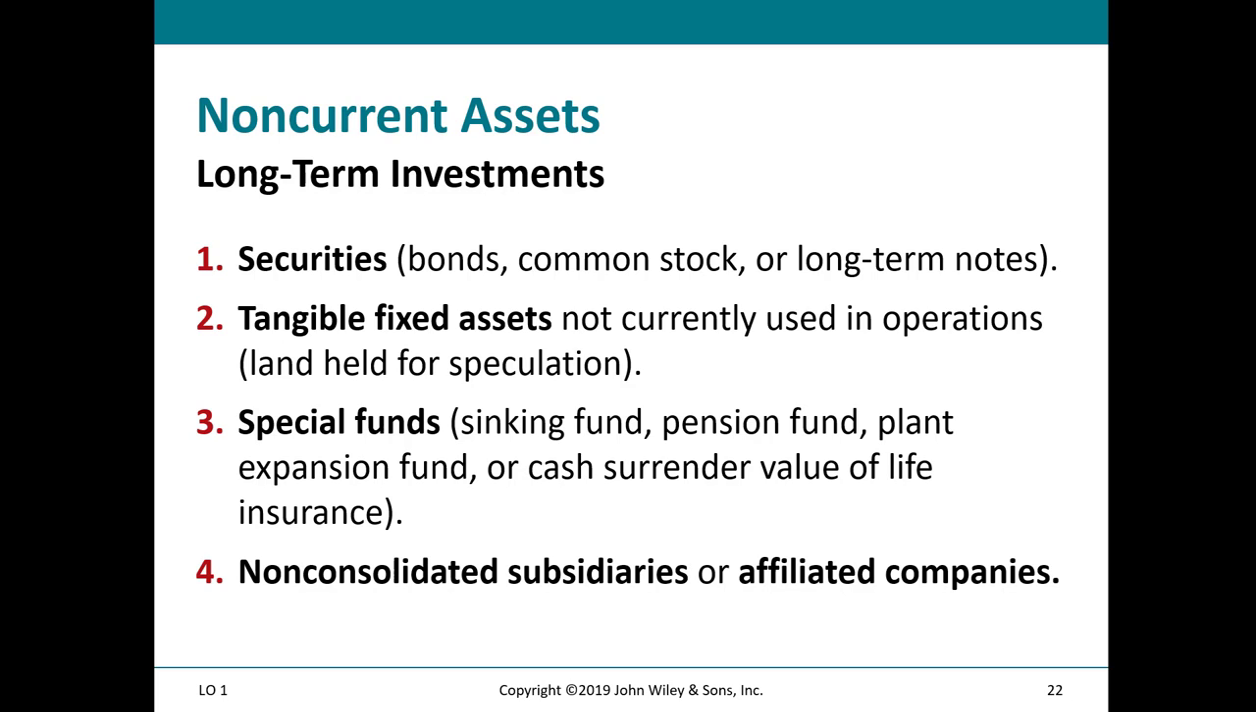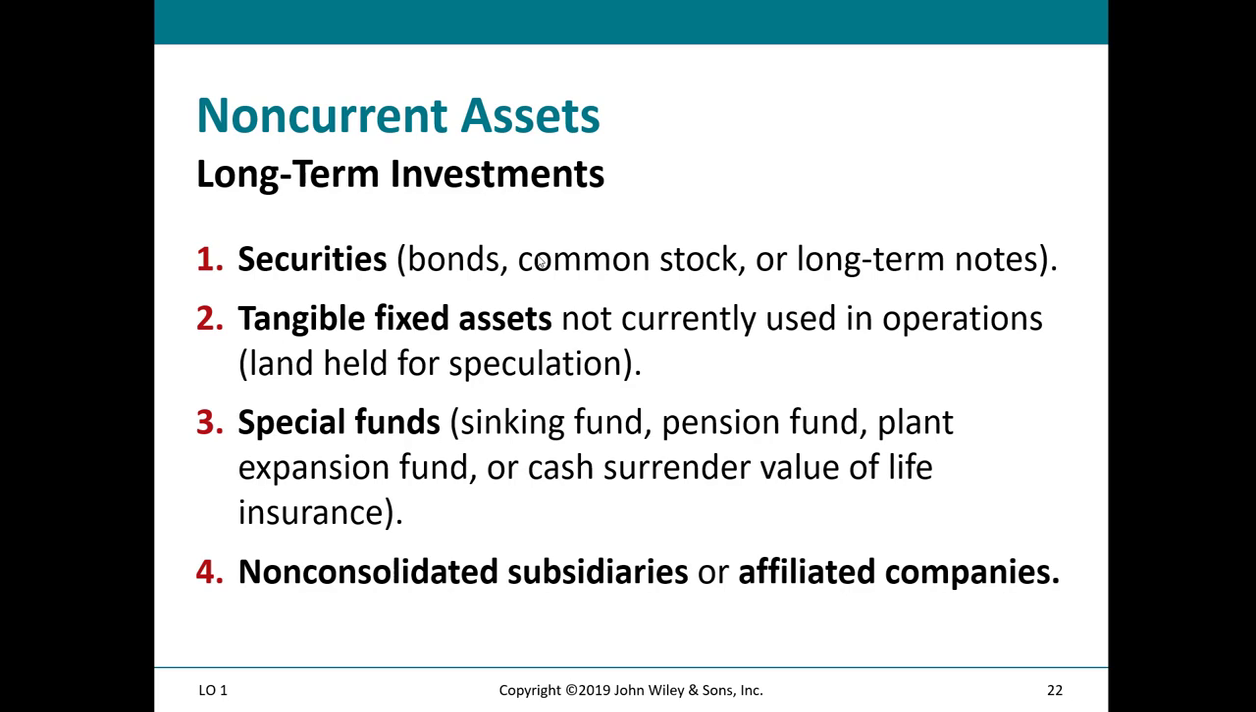Now we're going into the next section. So we had just talked about current assets. Now we're going to talk about non-current assets. There are several categories of non-current assets: long-term investments, property, plant, and equipment, intangible assets, and other assets.